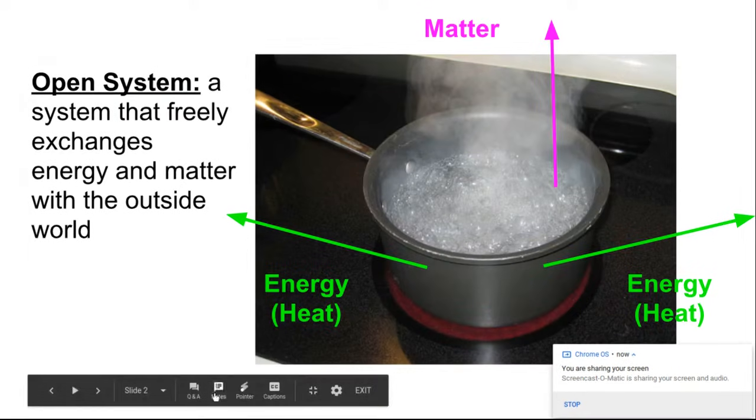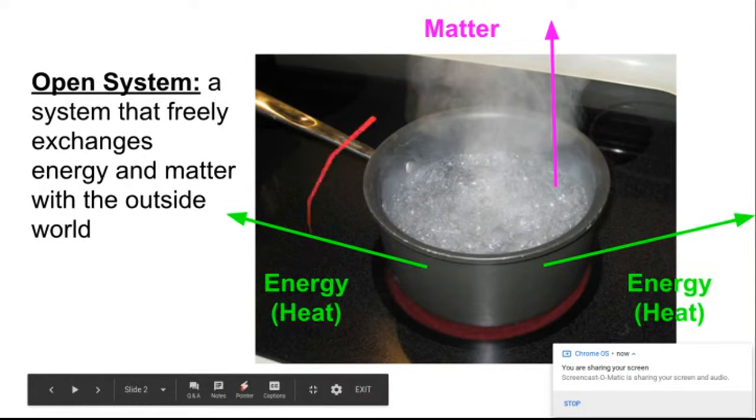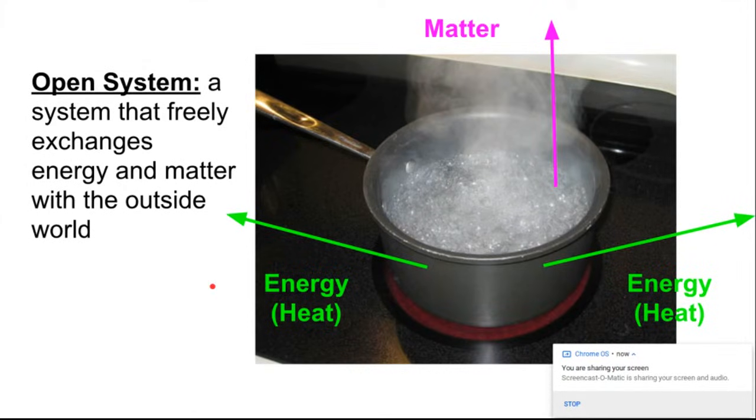Okay, and so an open system is really any system that freely exchanges energy and matter with the outside world. So it's a system where the energy and the matter in the system can freely go into the environment and come back. Okay, so the example we're going to use is a pot of boiling water. If I put this pot of boiling water on the stove, okay, when that water starts to boil and turn into steam, that steam is matter and that matter can leave the pot.